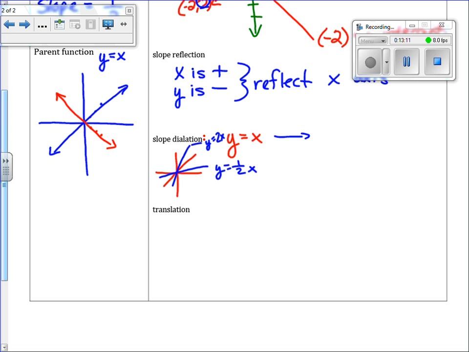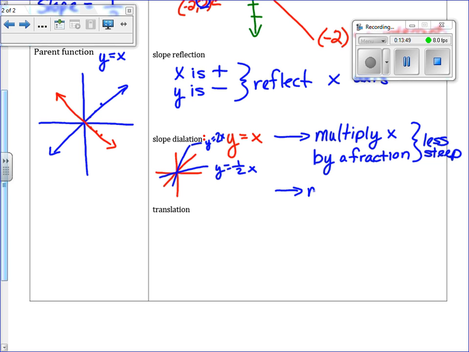So basically all you're doing is you're multiplying x by a fraction to make it less steep, and then you multiply x by a whole number to make it more steep.